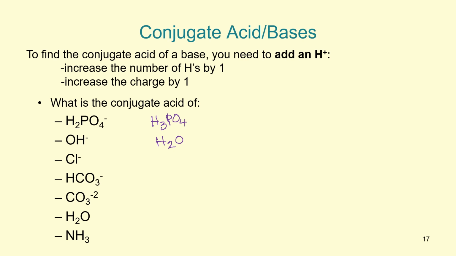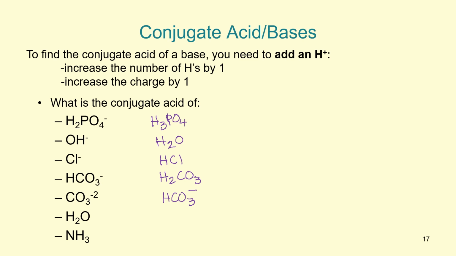So again, the negative charge has become neutral, and we've added an H. Cl negative becomes HCl, neutral. HCO3 negative becomes H2CO3, again neutral because that's -1. Okay, how about this? CO3 2-. So we just add one H, HCO3, and because it's a -2, if it increases its charge, now it's -1. So notice that HCO3 negative is the conjugate acid of CO3 2-.